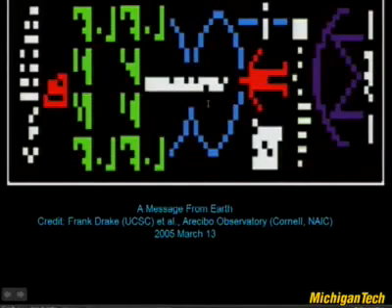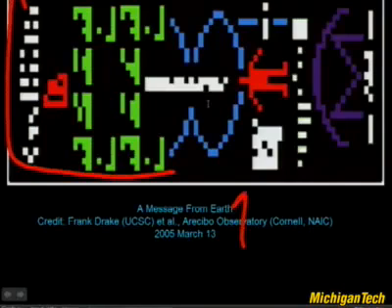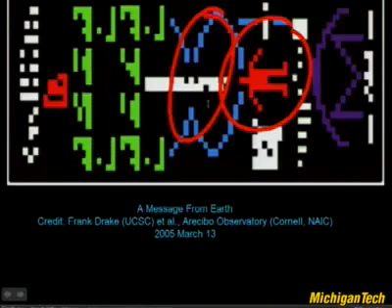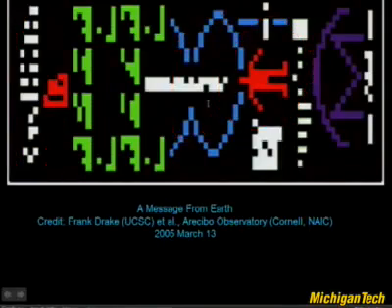This was done by Drake and Sagan, was broadcast out from Arecibo many years ago, and here's the message that was sent. And you can actually spend time trying to figure that out. It's kind of fun. Some of it you get, some of it you don't. This is a person, this is DNA, these are numbers, just to give you a start.